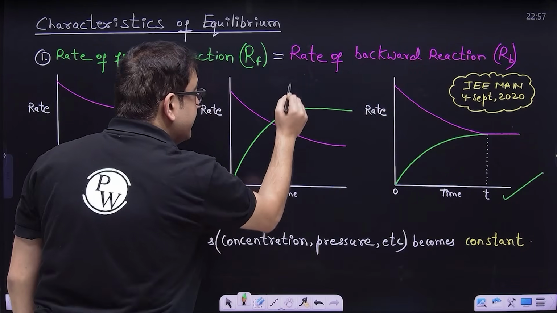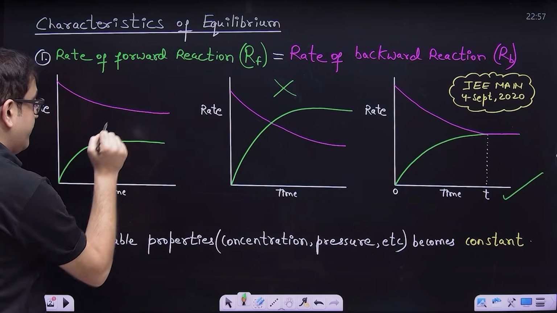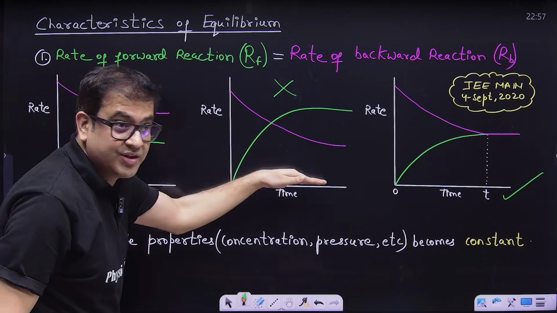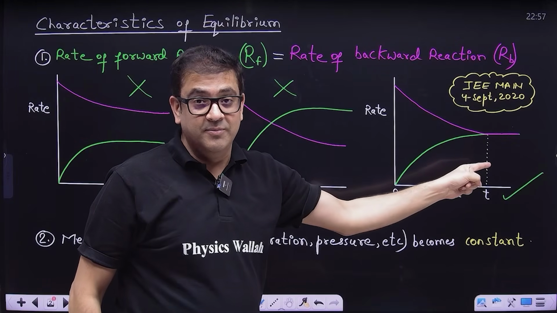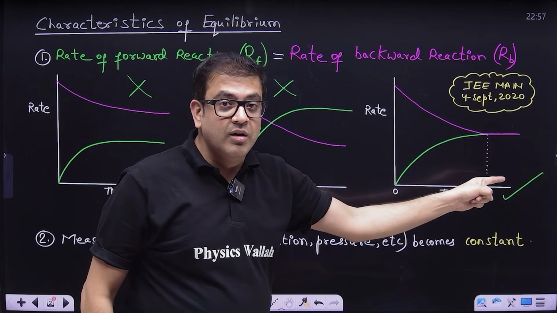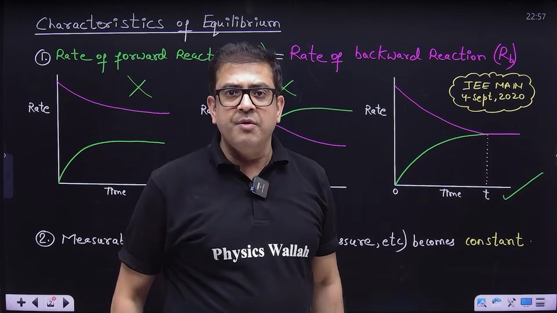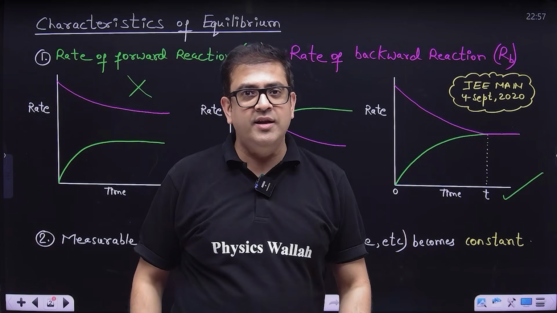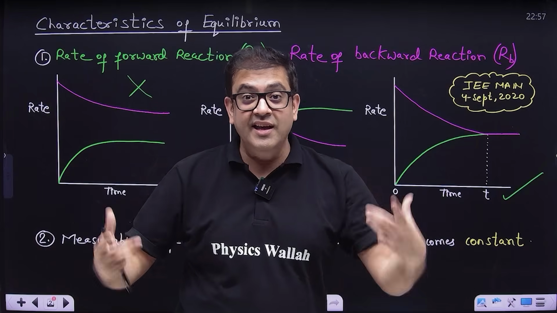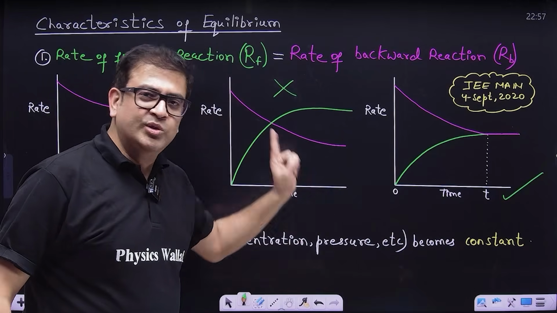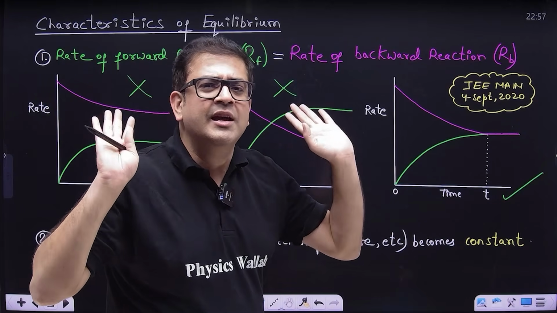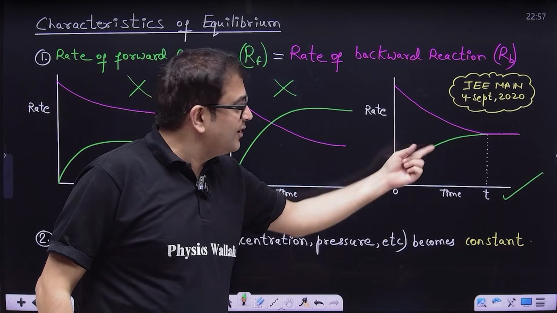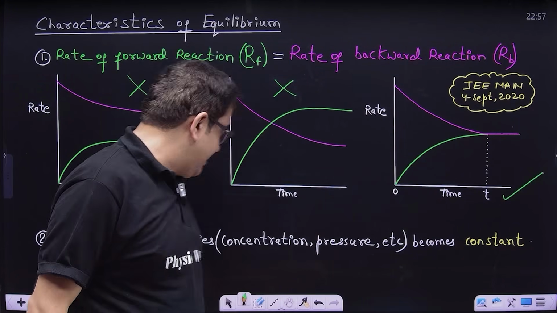So if you are at equilibrium, you cannot have a wrong graph, because concentration becomes constant. Rate has to become equal. If rate is unequal, concentration can never become constant. Somebody will keep on increasing, somebody will keep on decreasing, because one rate is larger than the other rate. So these two things you should keep in mind, and the theoretical questions of equilibrium are done. This theoretical question was even asked in JEE 2020.